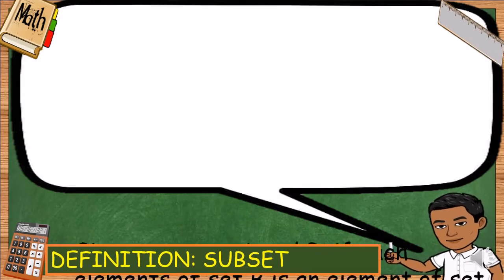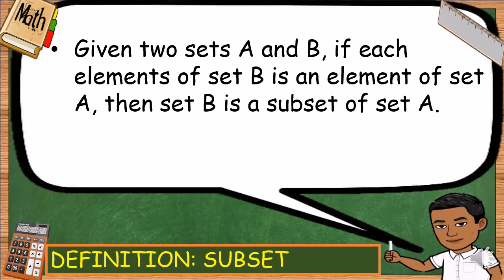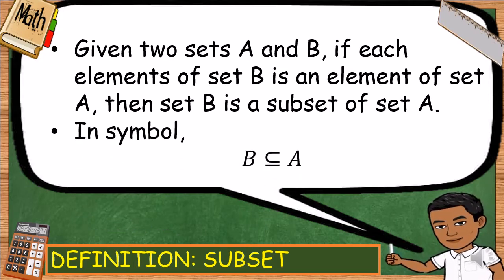When we say subset, given two sets A and B, if each element of set B is an element of set A, then set B is a subset of set A. In symbol, we can write it in this format: B is a subset of A. Now take note that in order to say that set B is a subset of set A, dapat daw every element ni set B ay elements din ni set A. So yun yung magiging condition natin.